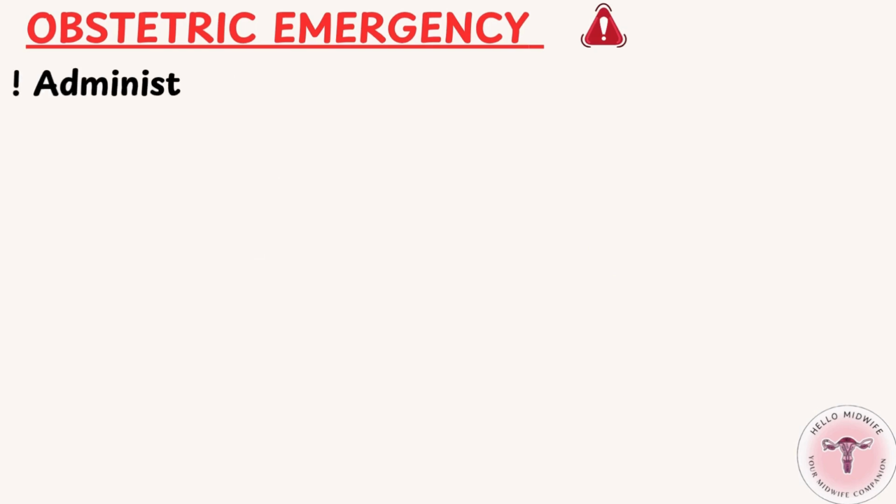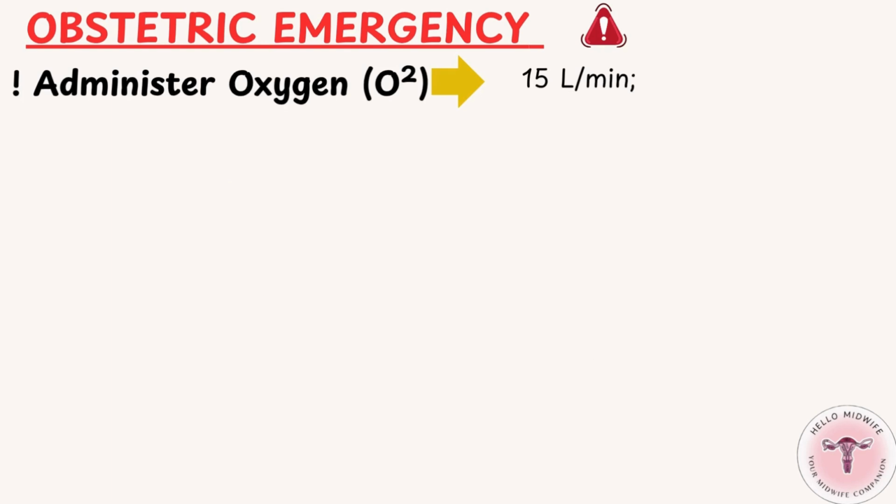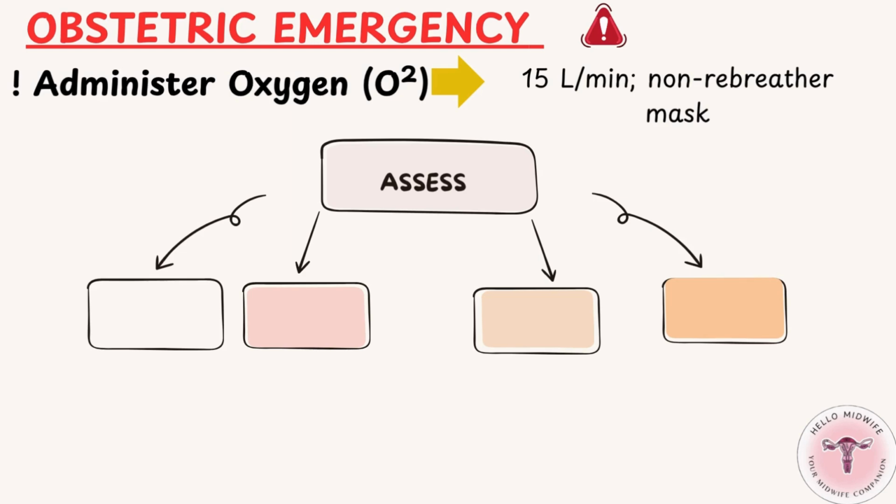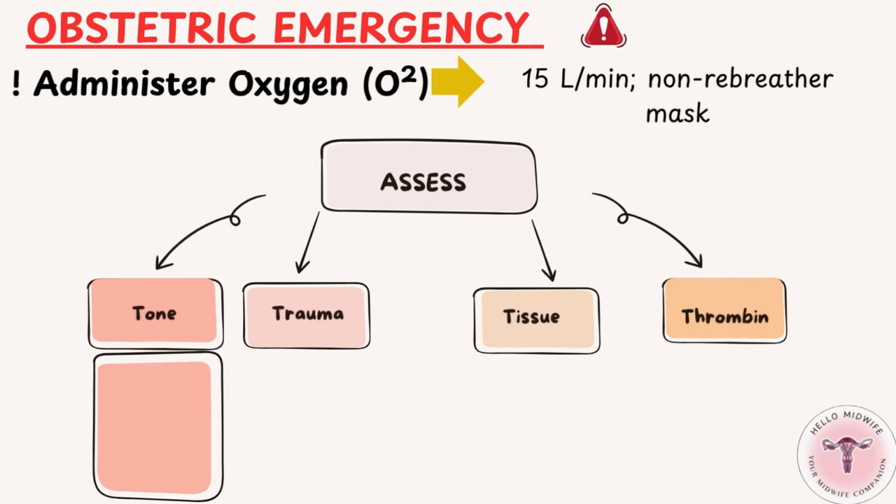We administer oxygen at 15 liters per minute using a non-rebreather mask to support the mother's breathing. Then we have to look out for the 4 possible causes of the bleeding, which could be tone, tissue, trauma or thrombin. Firstly, we gently assess the uterine tone and perform a fundal massage to help expel clots while encouraging effective contraction.